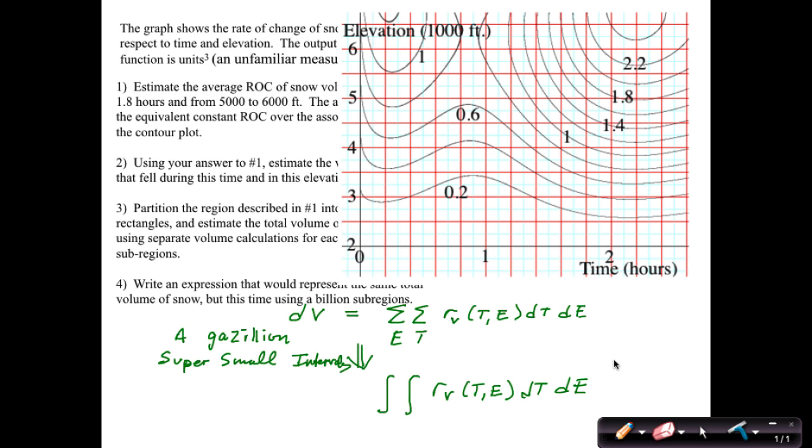Oh, but so what was it? So the t was from what to what? 1.4 to 1.8. So we're going to use limits of integration here, 1.4 to 1.8. And the e was from 5 to 6.